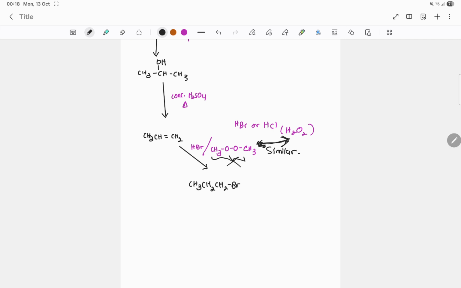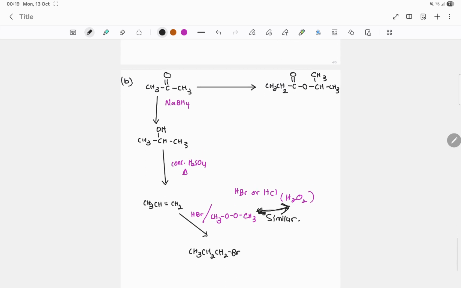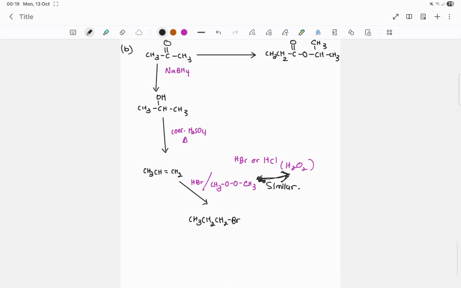But when a peroxide medium is added, like in this case, the hydrogen will go and bind with the carbon which has less hydrogen. Okay, anti-Markovnikov's theory. You must know this one. It's a must-know fact of organic chemistry.